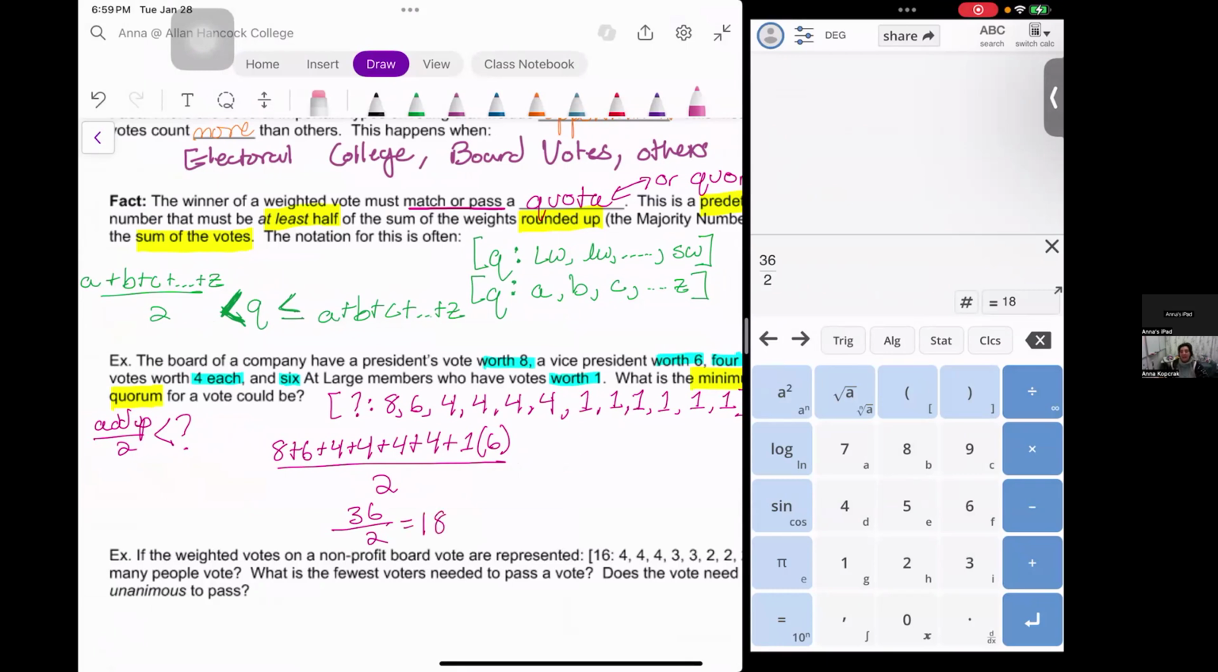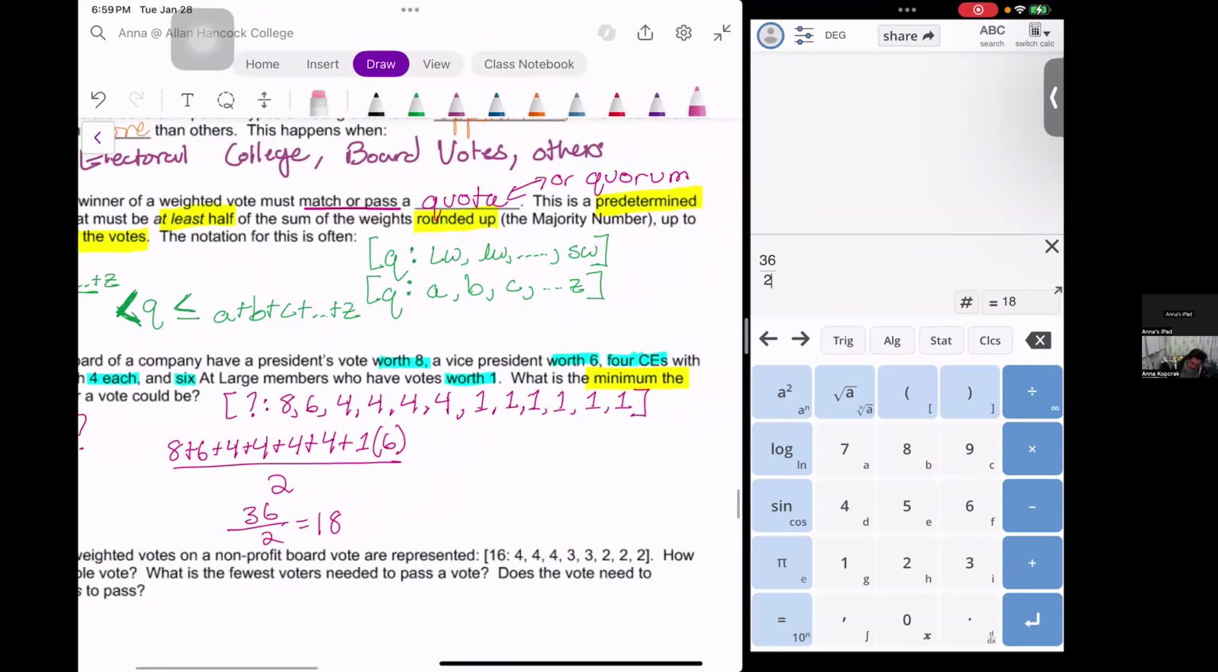Now here's the problem. 18 is not enough. Remember, it must be upped. We have to go up on that. So it turns out that the minimum quorum or quota is 19 votes. 19 votes.